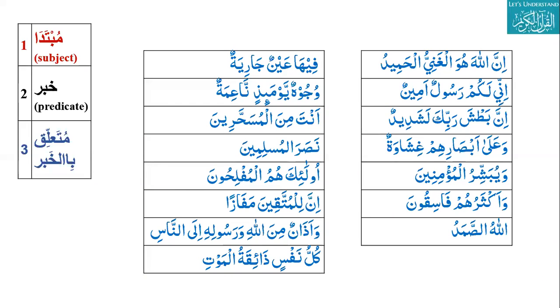وَأَكْثَرُهُمْ فَاسِقُونَ. السلام عليكم. وأكثرهم is the mubtada, and fasiqun is the khabar. Very good. So how will we translate? وأكثرهم فاسقون, and most of them are transgressors. Most of them are transgressors. Good.